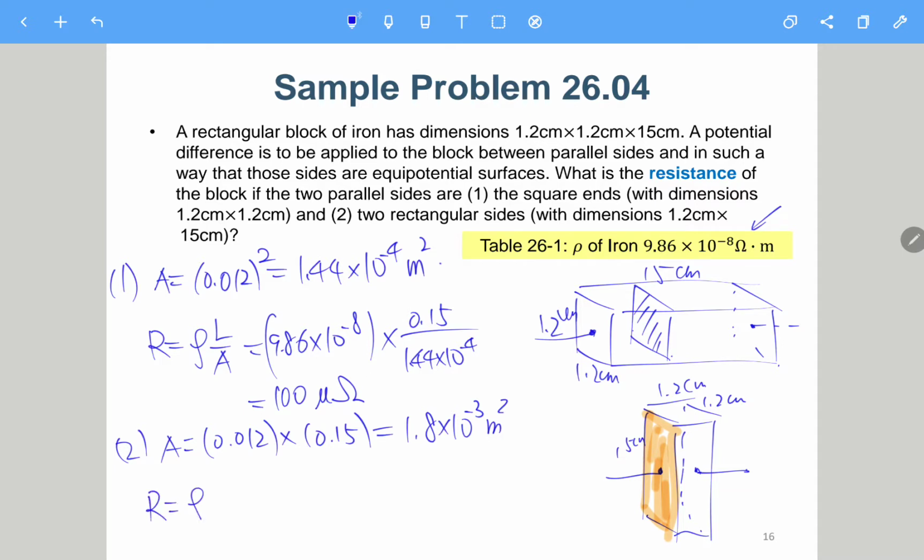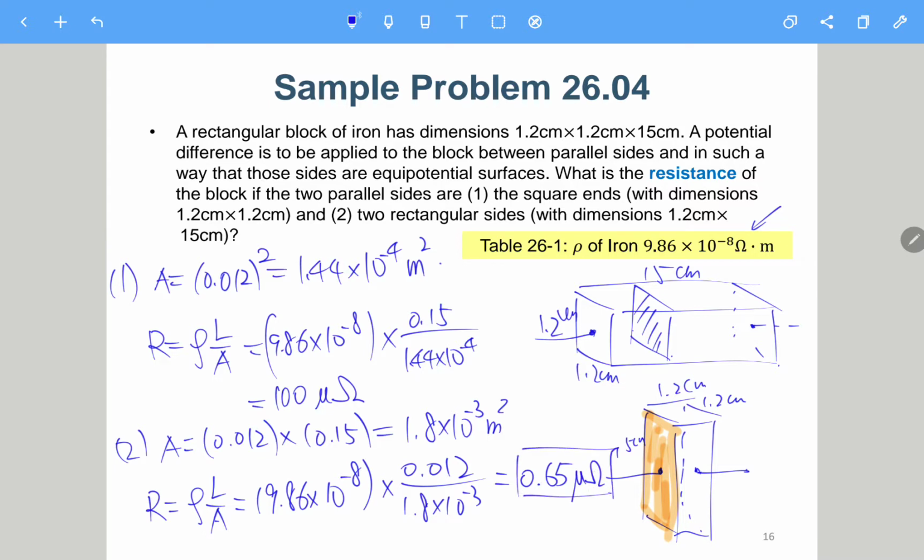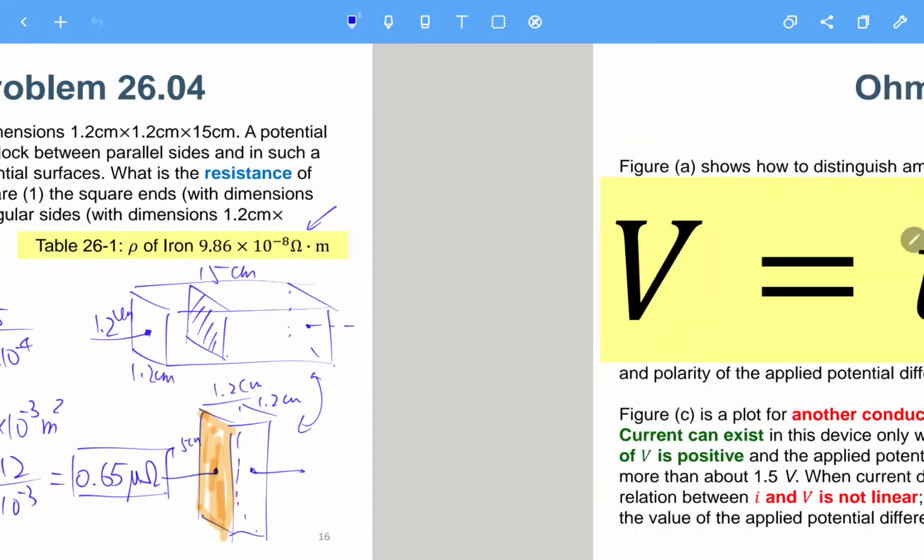Okay, so here R equals rho L over A. Rho is also 9.86 times 10 to the minus 8, and the length is 0.012, all over 1.8 times 10 to the minus 3. So this one is 0.65 micro ohm. So even with the same block, if you use this side and this side, versus this side and this side, the resistance can be much different. Okay, I think it is simple.